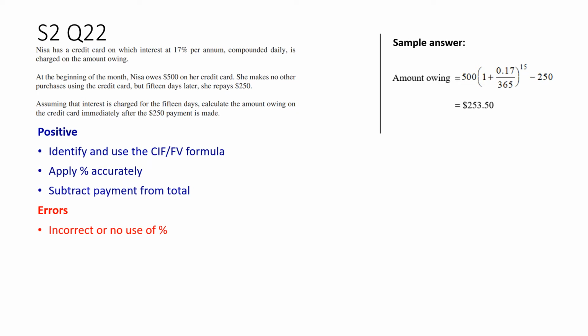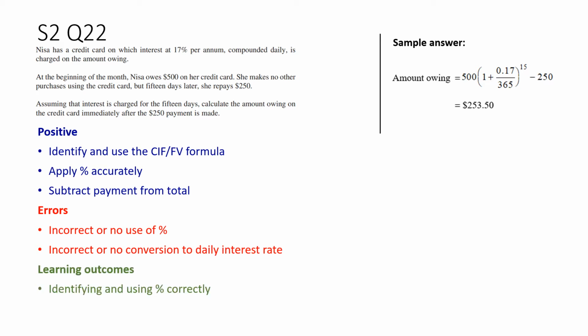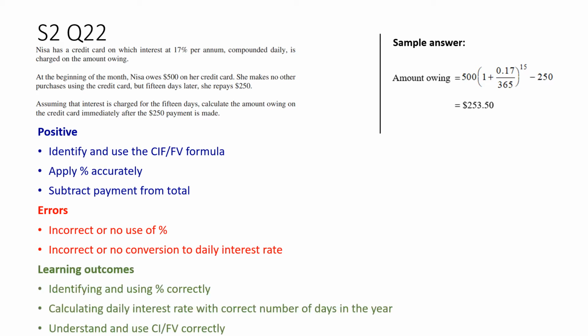In better responses, students were able to identify and show a substitution into the compound interest or future value formula, using correct application of the percentage rate and daily interest. Better responses could recognise that payment is taken away from the total. Students should review the concept of rate as a percent.